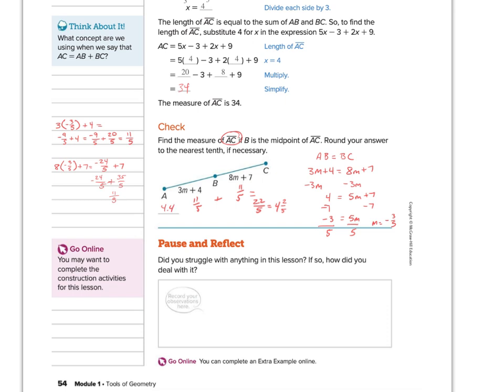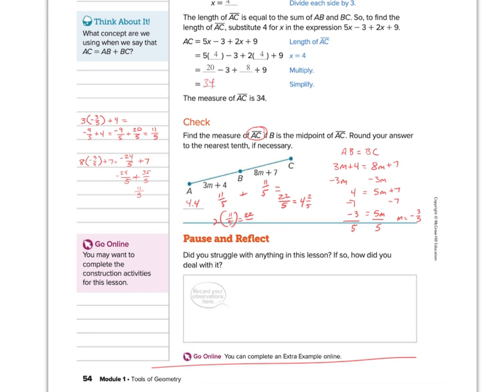Another way to look at that is you could have just said 11 over 5 times 2 is 22 over 5. Okay, so again, let me fix that. 22 over 5, which is 4 2/5, or 4.4. So there you go. Coming up with a length for AC.